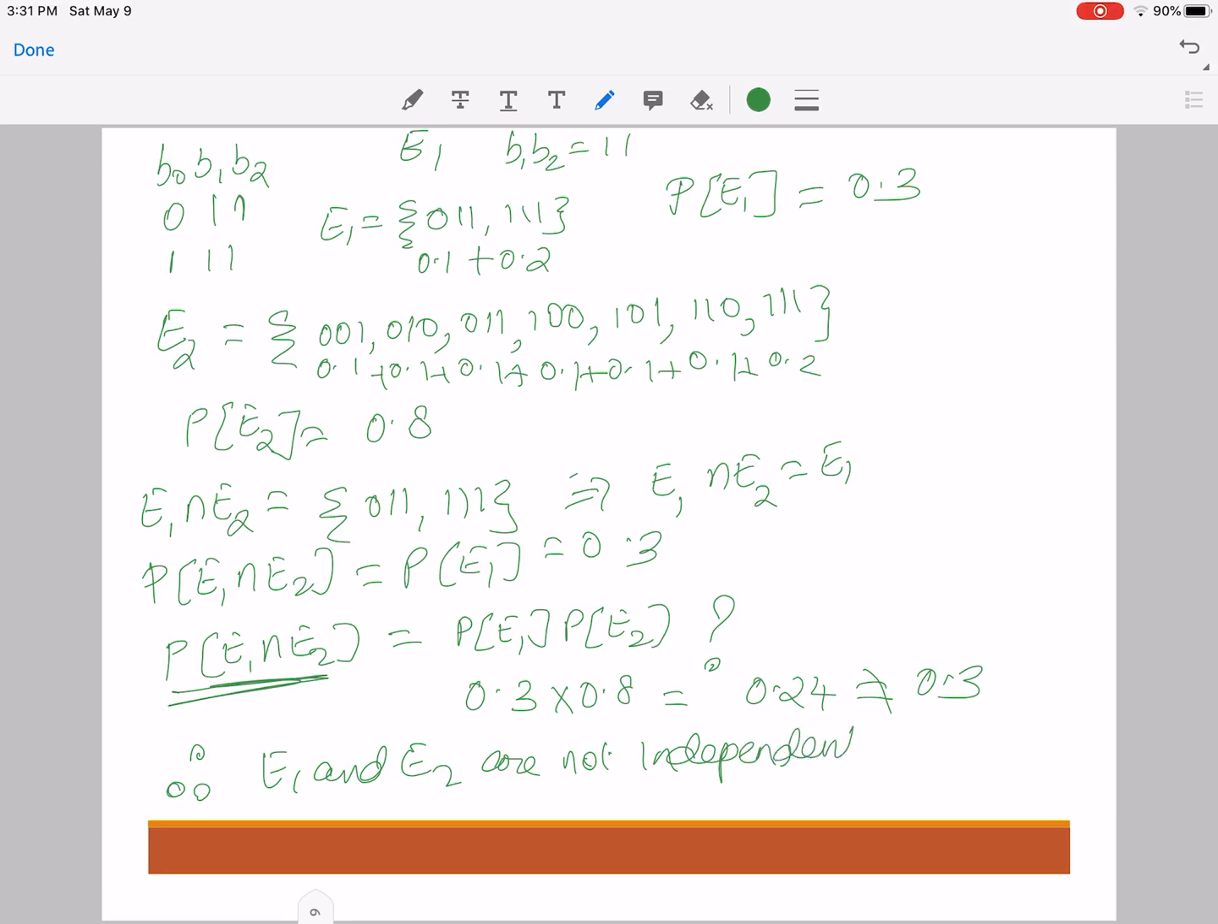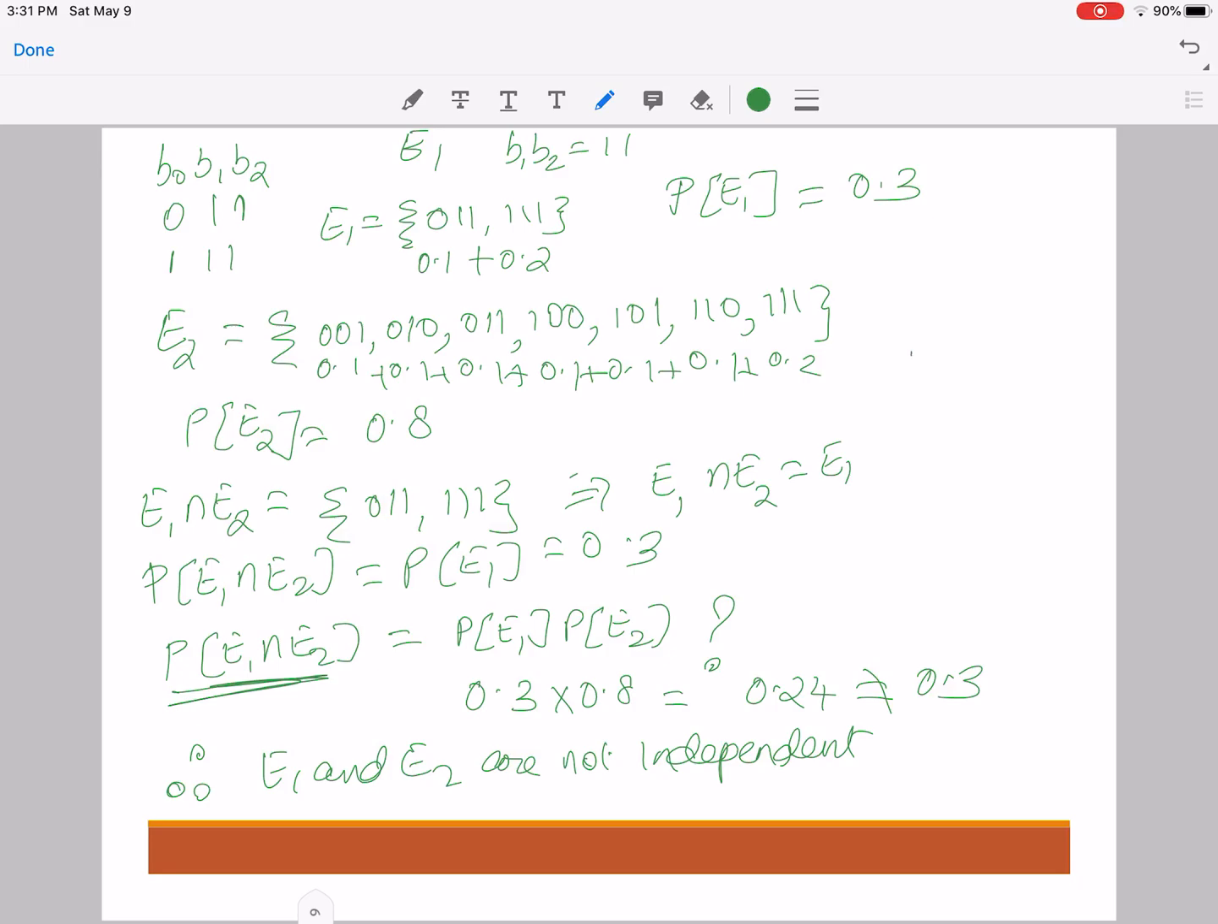This is how you will solve questions pertaining to event independence. If you are asked whether two events are independent or not, find the individual probabilities of the events, find the probability of their intersection, and multiply the probabilities of the individual events. If this comes out to be equal to the probability of their intersection, then the two events are independent. Otherwise, they are not independent, meaning occurrence of one event does indeed change the probability of the other event.